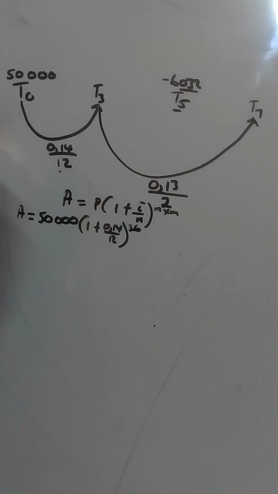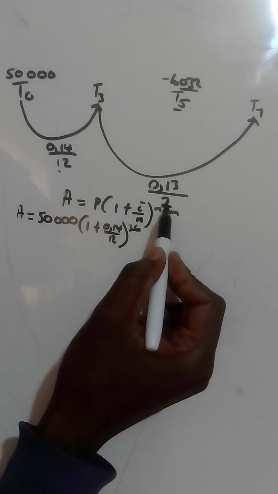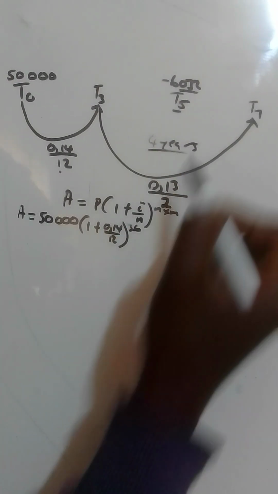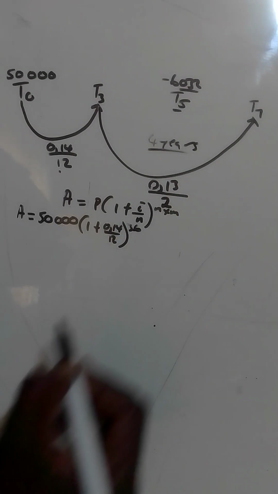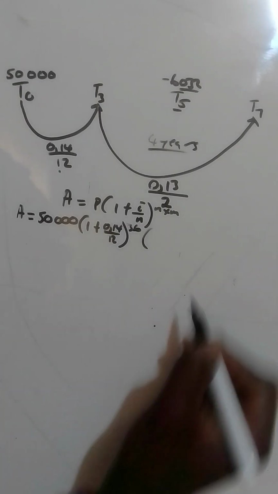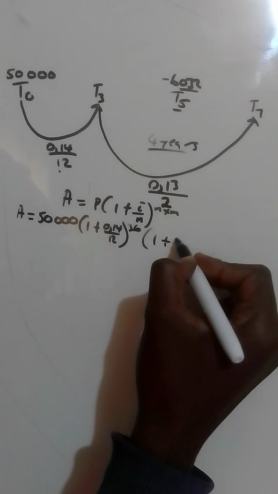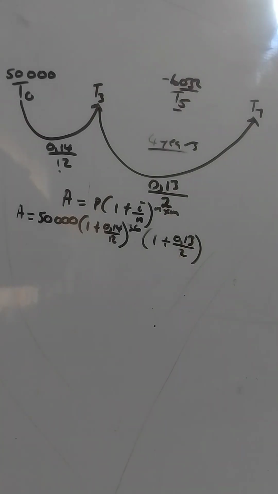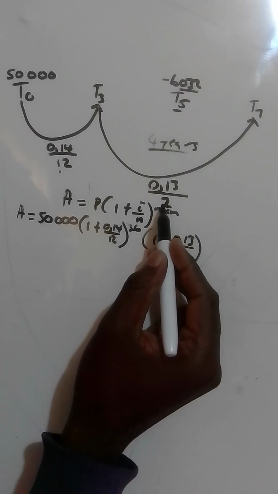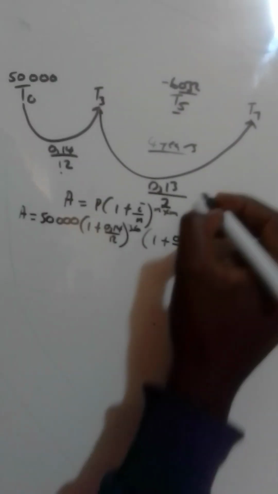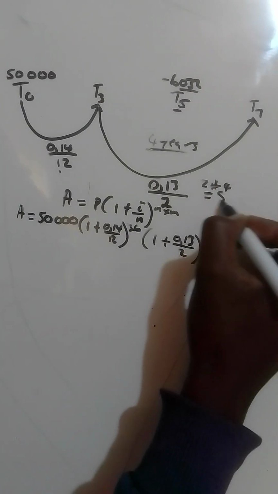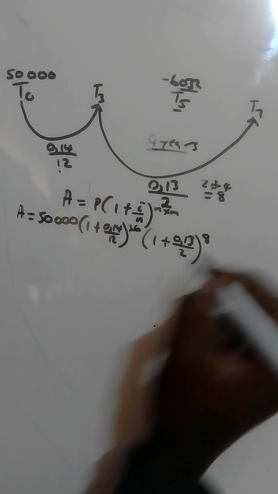Then from there, after year number 3, the interest rate changed to 0.13 over 2. But this was for the next 4 years, the remainder of the investment period. So now I come here and I open the bracket and I say 1 plus 0.13 over 2 to the power. Now, I must say that since it was compounding half yearly, it's 2 multiplied by the number of years, which is 4. So 2 multiplied by 4 is equal to 8. So I say to the power 8 here.